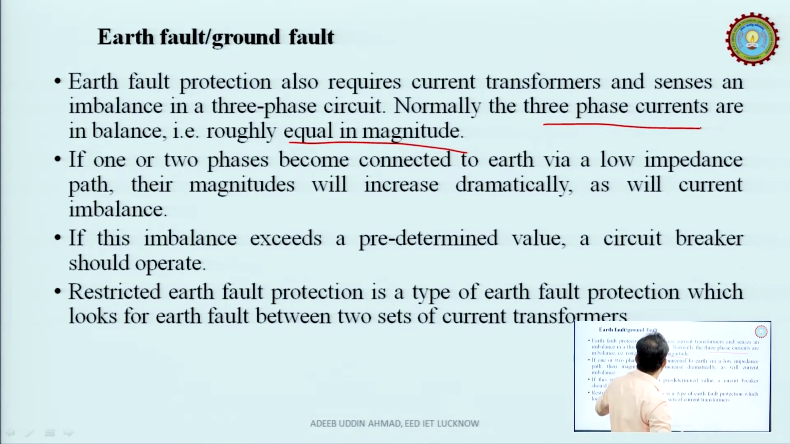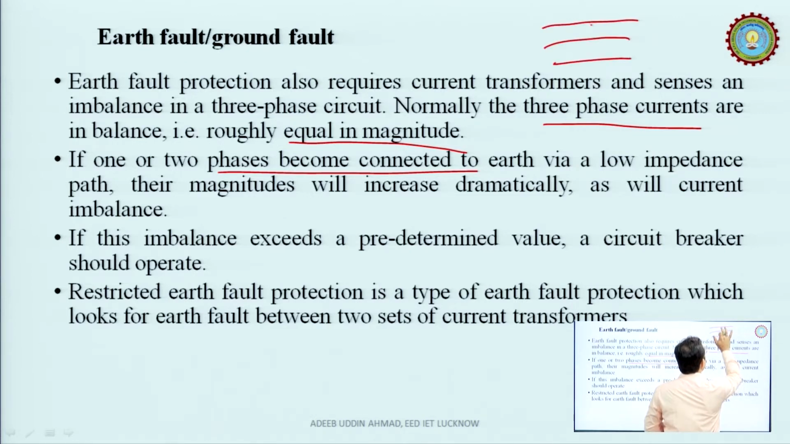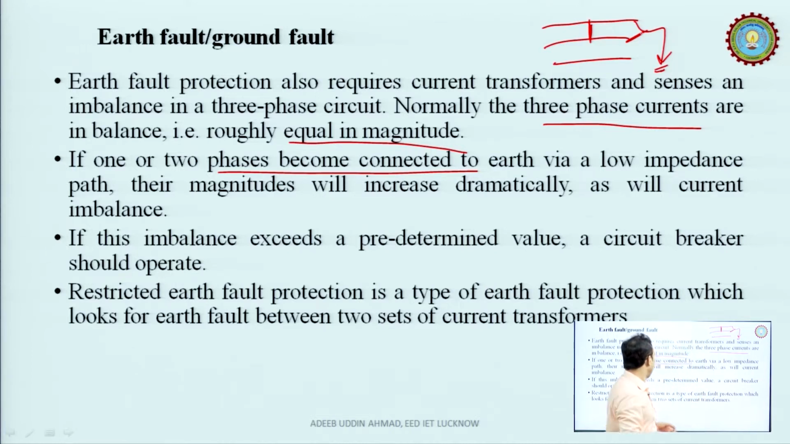So, what is done by the earth fault protection? Suppose we have three phases and two of these phases are shorted, or a phase is grounded, or two phases are shorted and grounded. We can say that is a line to ground fault. We also have the case where all three lines get short circuited and grounded. So, we have different types of faults.